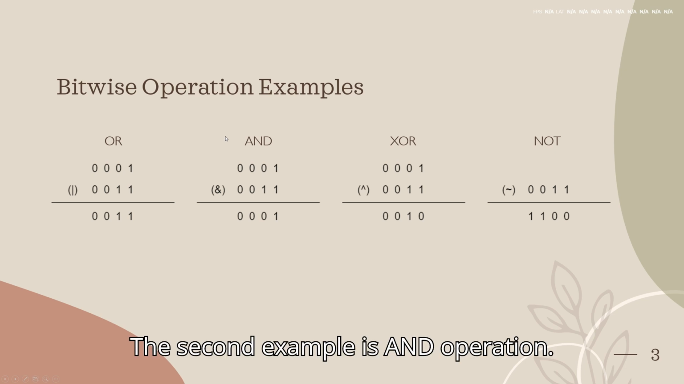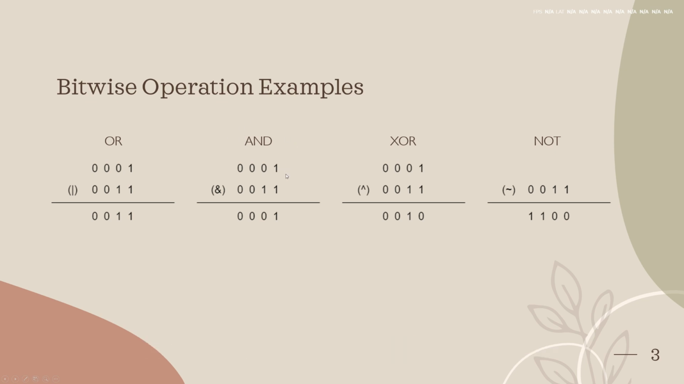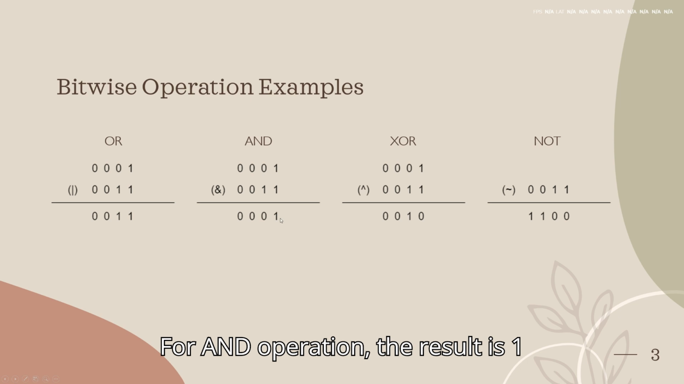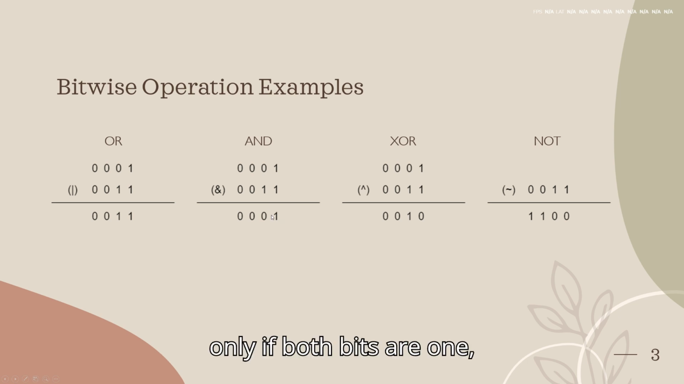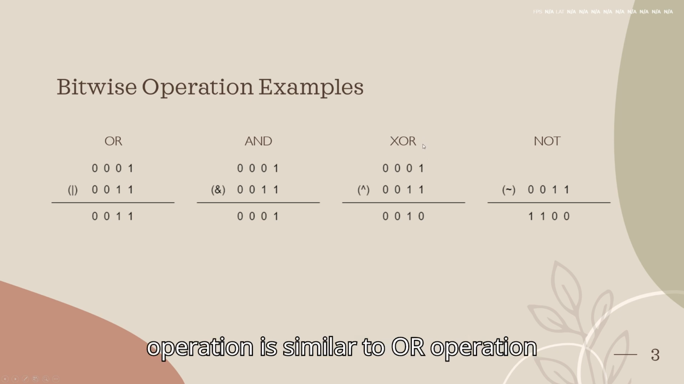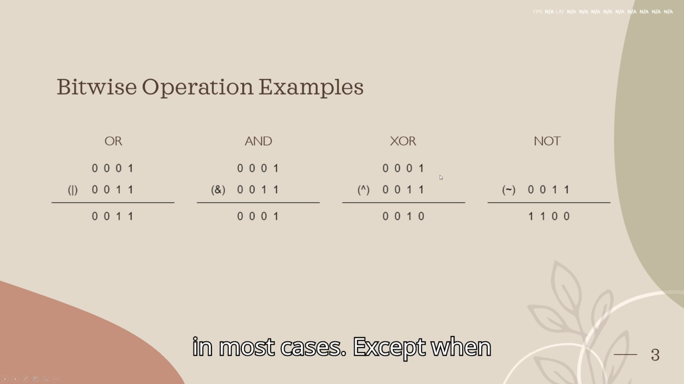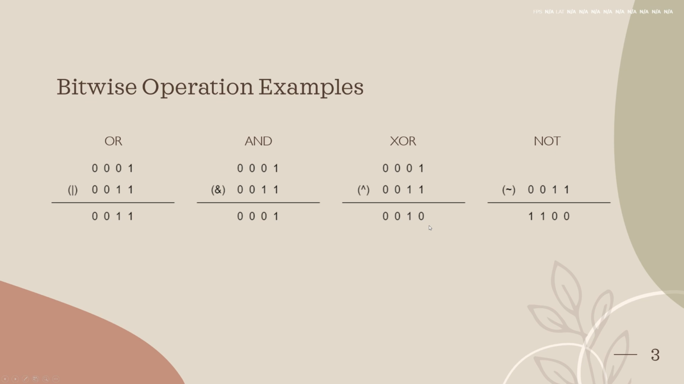The second example is AND operation. For AND operation, the result is 1 only if both bits are 1. Otherwise, the result will be 0. Okay, the next is exclusive OR operation. Exclusive OR operation is similar to OR operation in most cases, except when both bits are 1. In this case, the result will be 0.